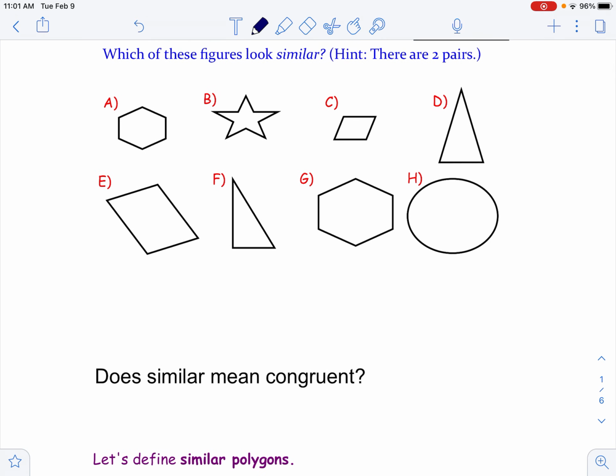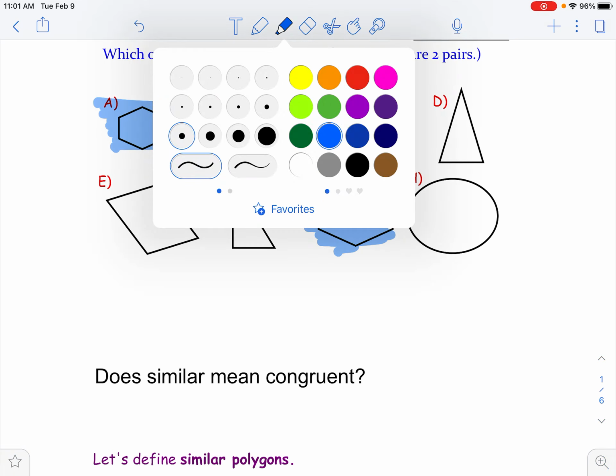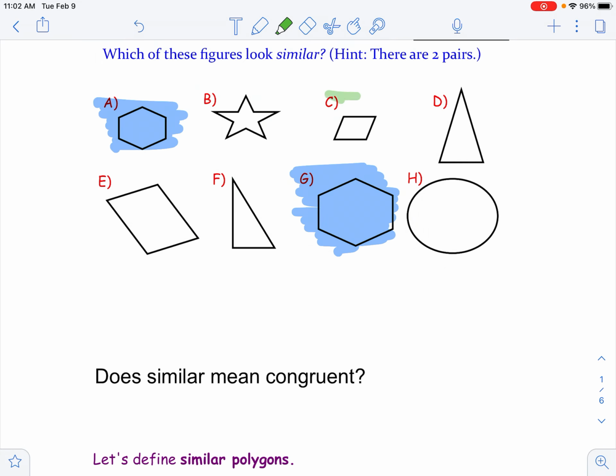So first off, let's make sure we know what the word similar means. Which of these figures looks similar? Hint, there's two pairs. All right, so hopefully you chose, let's use color to distinguish which ones are similar. So I'll say A and G are similar. And then also, you probably noticed that C and E are similar.